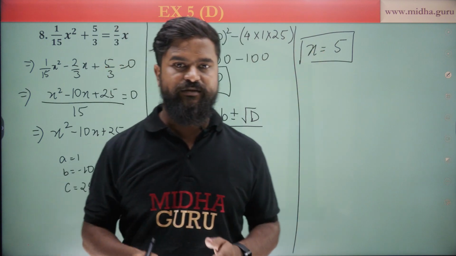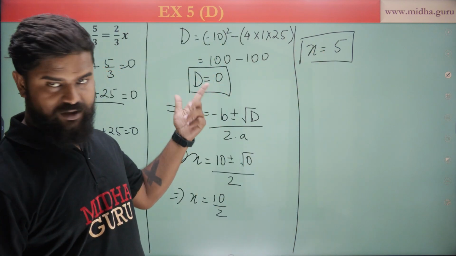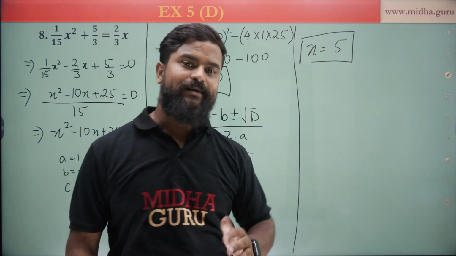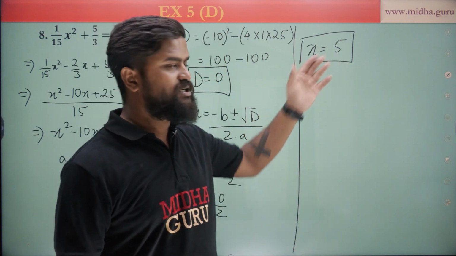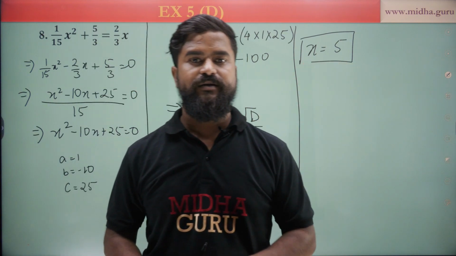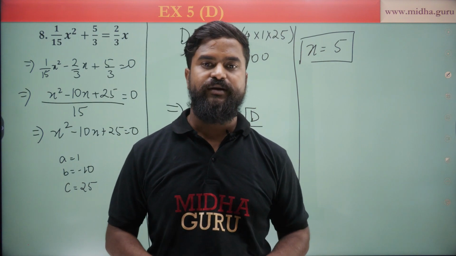Now this makes sense because we learned that if the discriminant is 0, the roots are real and equal. So both the roots of this equation are only 5, right? Okay, so let's move on to the next problem.